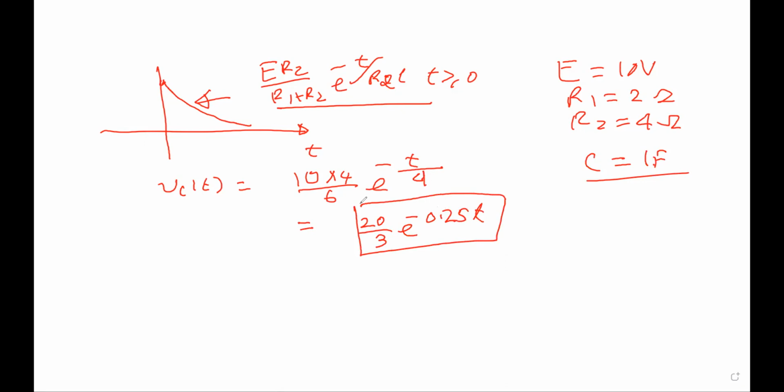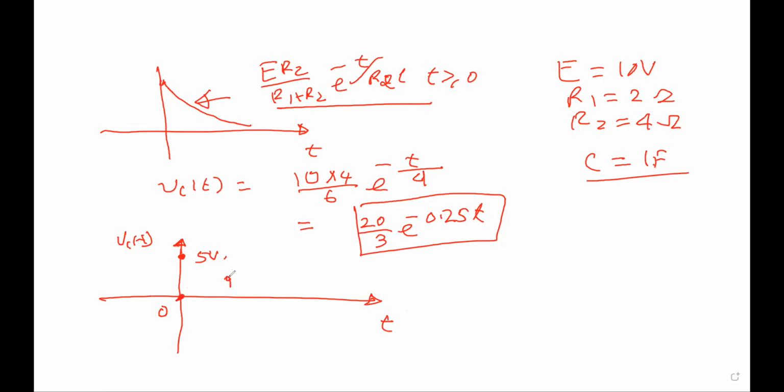Now, consider that we are measuring this by some equipment that can measure the transient voltage. This is your t, and this is your voltage VC(t). Say at time t equal to 0, we are measuring the voltage. Theoretically this voltage should be 20 divided by 3, which is 6.67. But say this voltage is 5 volt in measurement.